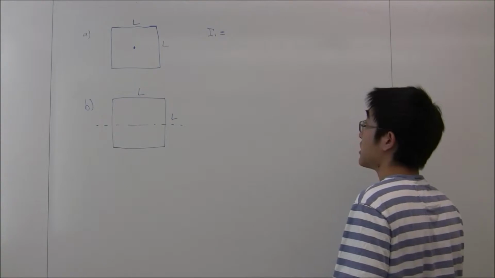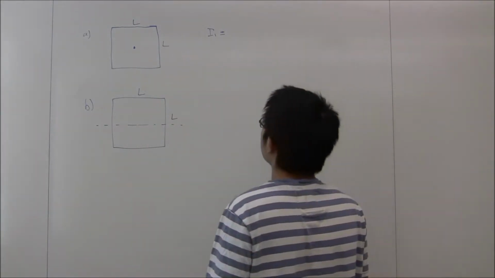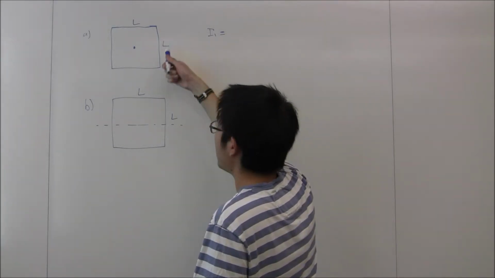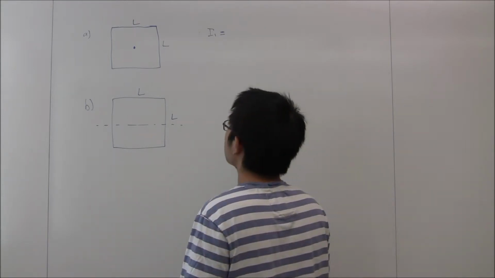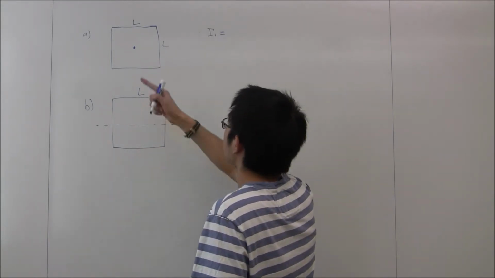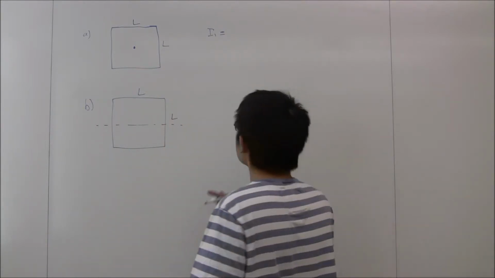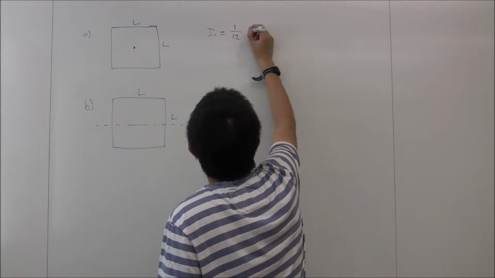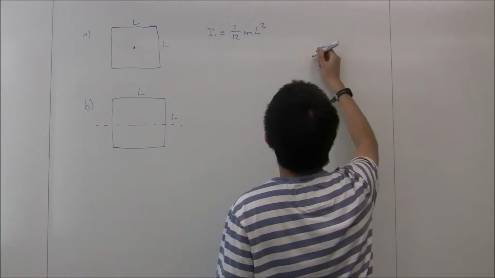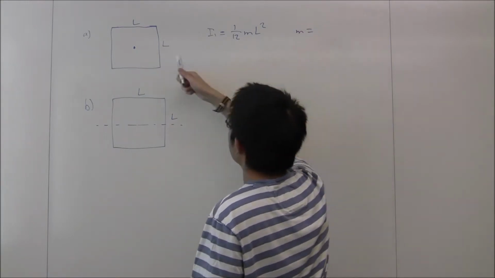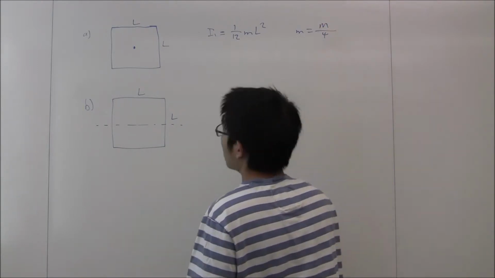and that's going to be the moment of inertia about its own center. So we know that for a wire of length L and mass little m, its moment of inertia about an axis passing through its center and perpendicular to the wire is just going to be 1/12 m L squared, where m, the mass of one side length, is just going to be the total mass divided by 4.